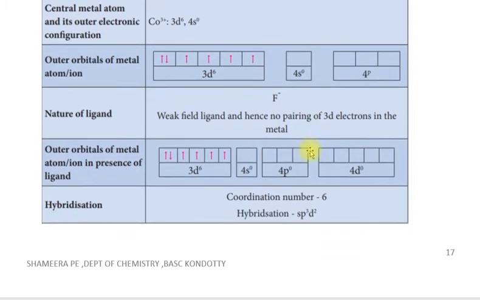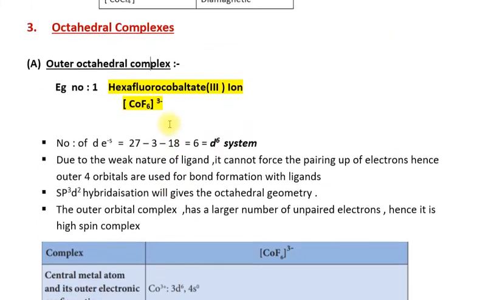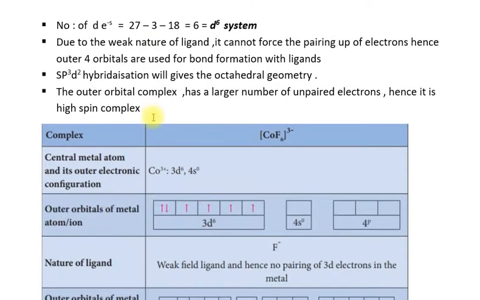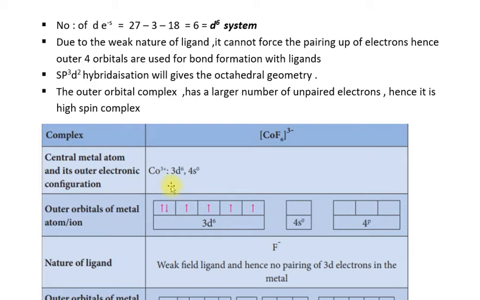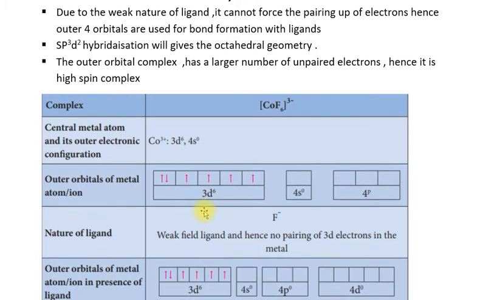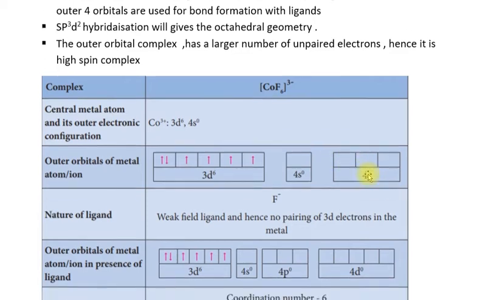Let us see how. Here we have COF6 3-, so the Co is in the Co3+ form. Co3+ means 3d6 4s0. It is a d6 system. Then the outer orbitals of the metal ion, 4s0 and 4p. But how many ligands are coming here? 6. So these vacant orbitals are not enough to accommodate the ligands.